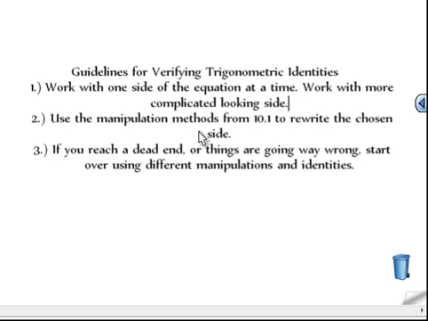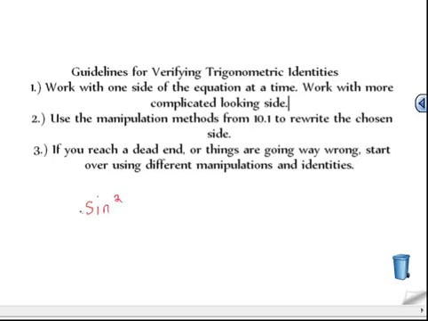So you're going to use those manipulation methods from 10.1 to rewrite the chosen side. So you're going to choose one to work with. And then if you reach a dead end or things are going the wrong way, start over using different manipulations and identities. Because remember, this is just one example of where we might go one way, but then it turns out that we want something completely different.